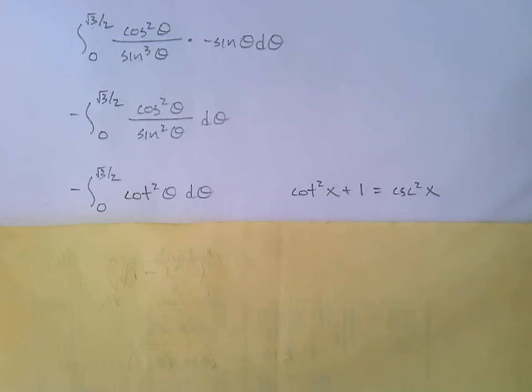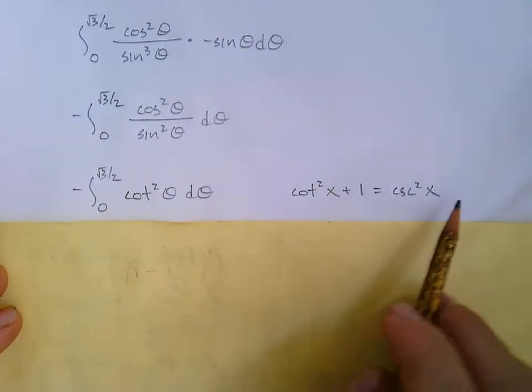So this problem really fits more in line with number 1, I believe it's number 1 of the secant tangent, or maybe even the first option under the other of secant and tangent, where we're going to use this trig identity. The trig identity is cotangent squared x plus 1 equals cosecant squared x.